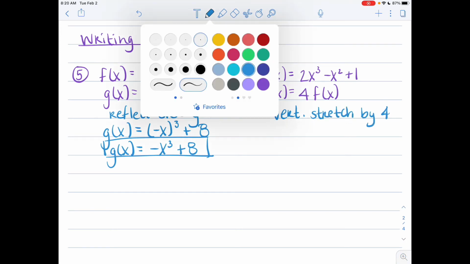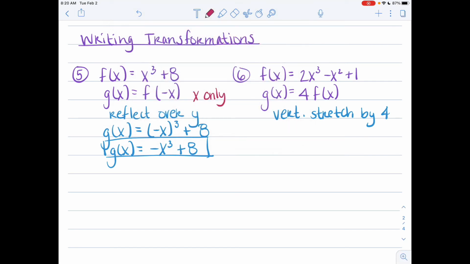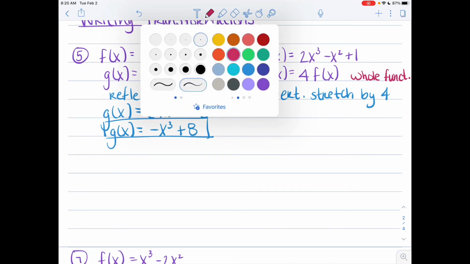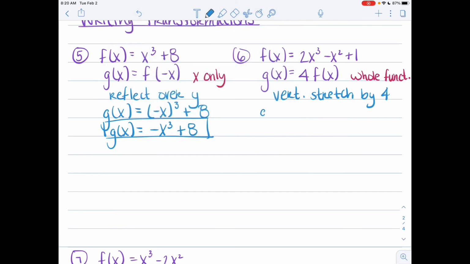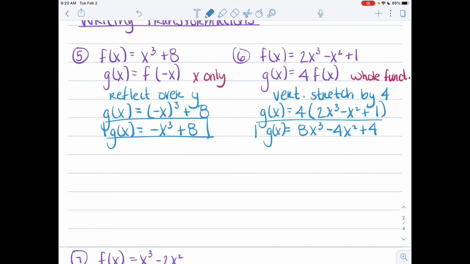And I also want to remind myself that it affects the whole function. So I'm not just going to plug in something right there with x. My entire function is affected. So it's going to look like this. g of x is equal to 4 times the entire f of x function, 2x to the third minus x squared plus 1. Let's simplify. We can get rid of these parentheses and say 8x to the third minus 4x squared plus 4, and that is my final transformed g of x function.